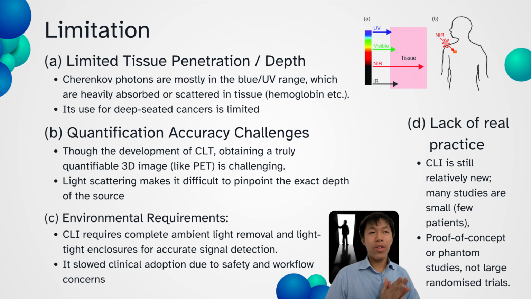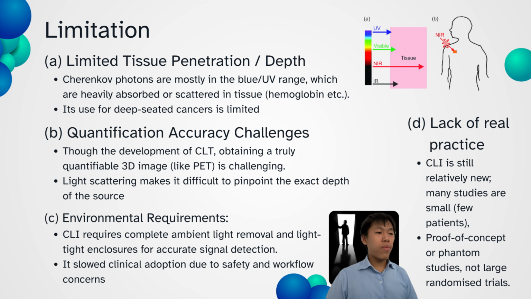Like I said just now, everything has the bad side and also the good side. So here are the limitations. First, it has limited tissue penetration. Cherenkov photons are mostly in the blue UV range, so they are heavily absorbed or scattered in tissue. So it can't really be used for deep-seated cancers, the tumors.